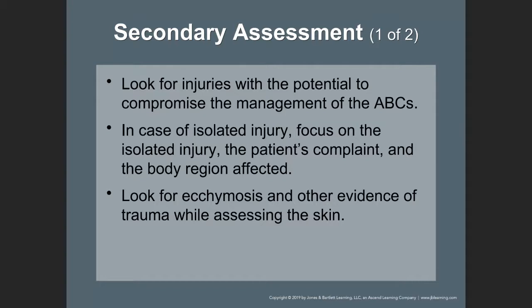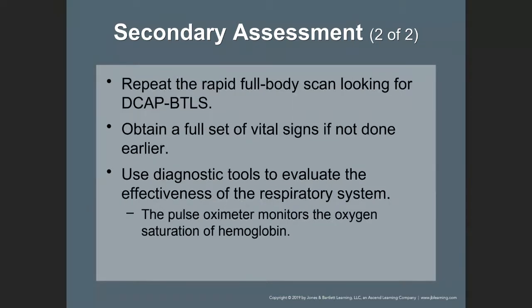After the history taking, next is the secondary assessment. Look for signs with the potential to compromise the management of the ABCs. In case of isolated injury, focus on the isolated injury, the patient's complaint, and the body region affected. Look for ecchymosis and other evidence of trauma while assessing the skin. Repeat the rapid full body scan, looking for DCAP-BTLS. Obtain a full set of vital signs if not done earlier.